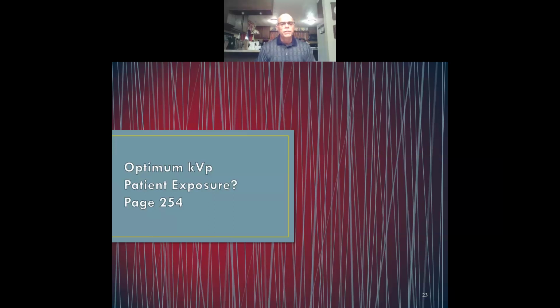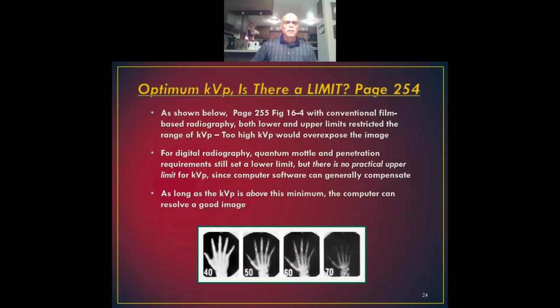So on page 254, at the very bottom is where it starts talking about it. It says optimal KVP. On the PowerPoint, is there a limit? It says, as shown below on page 255 in your book, figure 16.4, with conventional film-based radiography. I know you get tired of hearing that, but you really have to appreciate the era of imaging that I came from, and most of the faculty came from, or were at least exposed to, where we still did film screen-based radiography. Both lower and upper limits restricted the range of KVP. Too high a KVP would overexpose the image.